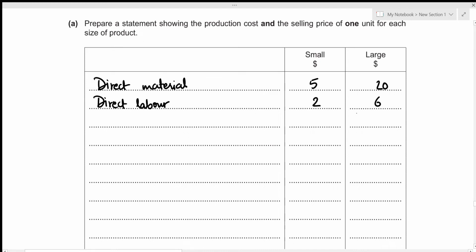Now in the given information, the direct material and direct labor are the only direct costs, so we can just figure out our total direct costs. So that's 5 plus 2 for small, which gives us 7, and for large, that's going to be 20 plus 6, which is 26. Now we can just divide our production overheads. Let's do that.